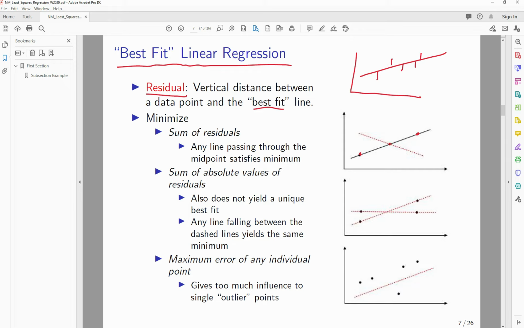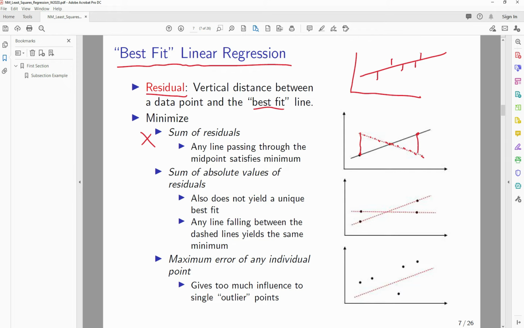But another candidate line right here has two other residuals. One is right here, and one is right here. One of these residuals is going to be negative, the other one is going to be positive, and they're also going to make 0, which means that the sum of residuals is not a good way of trying to find the best fit line, because there's a whole bunch of different lines that are going to result in the same value. In fact, any line that crosses through this midpoint right here is going to satisfy the sum of residuals equal to 0, at least with 2 data points.